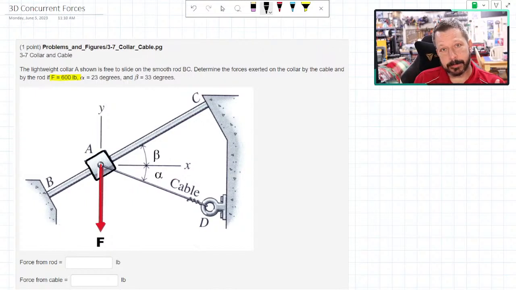Then we identify all the forces. So it has its own weight, F. It has the cable force, and it has some reaction from the rod. The rod is doing something to it. So those three forces are going to work on this thing.